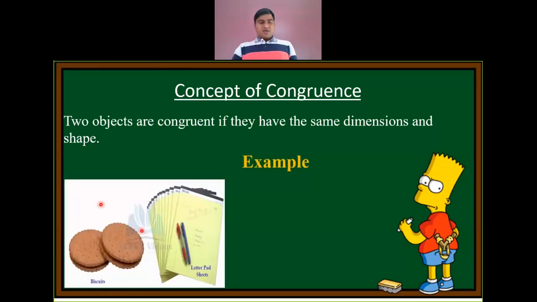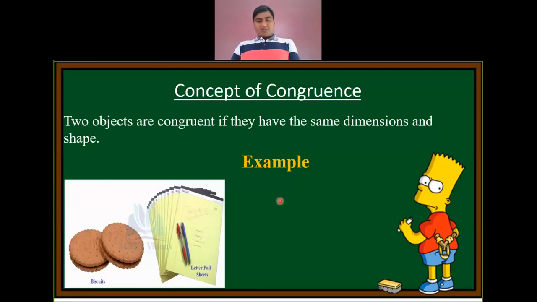In this figure there are two biscuits, and each biscuit is overlapped to each other, and these two biscuits have same shape and same dimension, so these biscuits are congruent to each other. And this is another example. Letter pads, and each letter pad has a same shape and same dimension, so letter pads are congruent to each other.